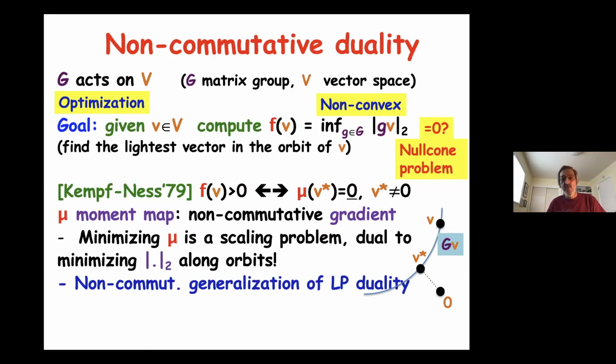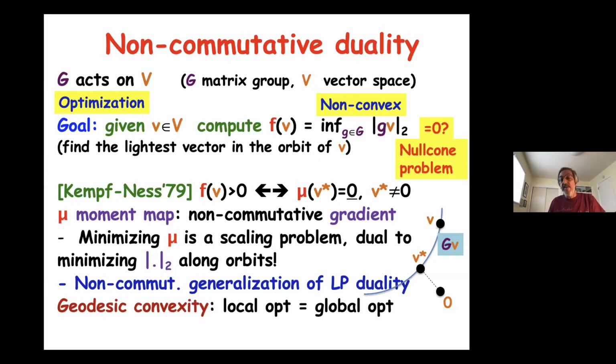But the main thing I want to stress is: how can this theorem be true? You look at it, and obviously there is a local condition, right? The minimality of the zero value of the moment map implies a global condition, that there is no other vector in the orbit that has a smaller L2 norm. There must be some convexity here, and there is. It's called geodesic convexity.